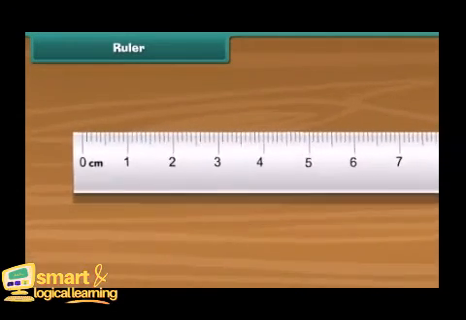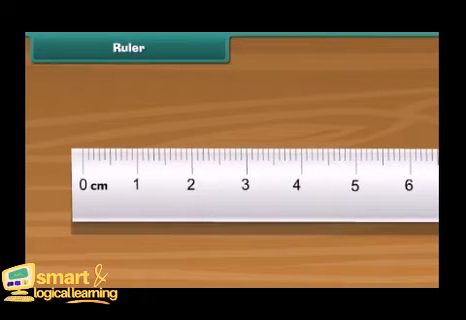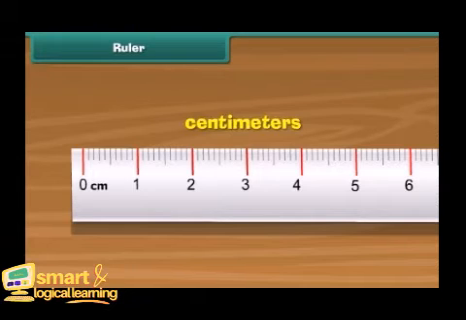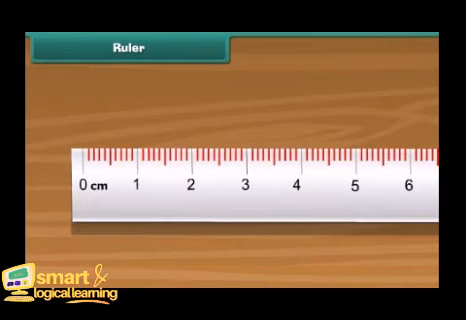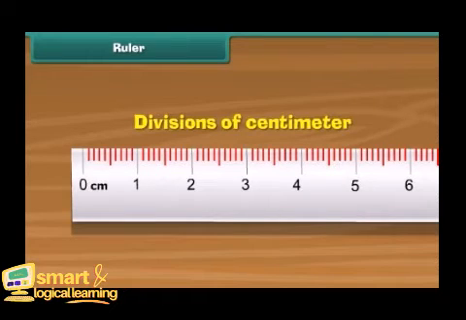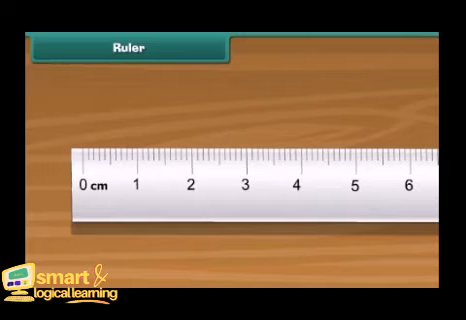You find many divisions on the margin of the ruler. Some lines are longer, while others are smaller. The longer lines represent the number in centimeters. The small lines between 2 long lines represent divisions of centimeter. Now we will learn to read a scale.